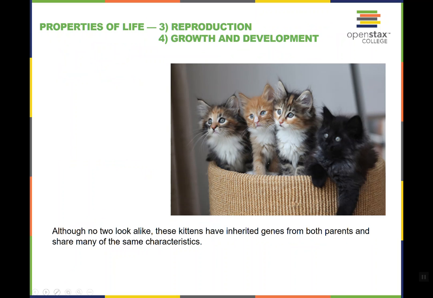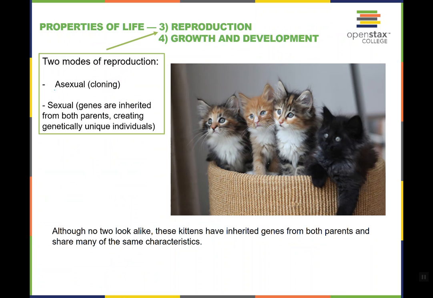Okay. Reproduction, growth, and development. Reproduction is the act of making more of oneself, and that comes in different versions. Asexual reproduction is cloning. I want to stress here that cloning on a human or large organism level is a scientific procedure that is performed, but there are lots of smaller, less complex organisms that reproduce naturally by cloning.